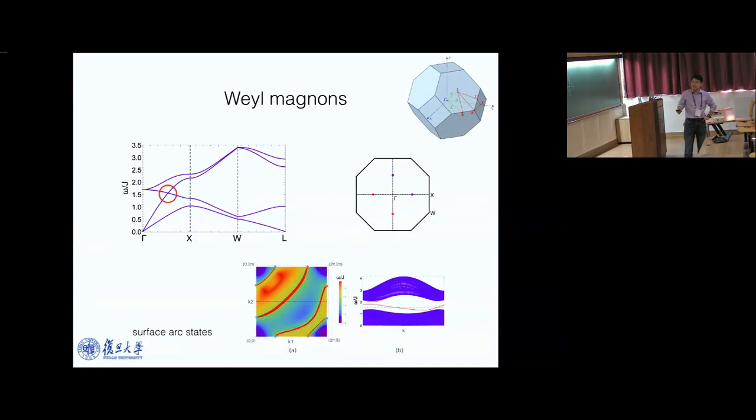So this is the plot of the surface states. For the dispersion, there is a surface arc, and these arc states connect the projections of the Weyl points with different chiralities. So similar properties of Weyl electrons apply to the Weyl magnon, except this Weyl magnon must appear at finite energy. So these are excited states, not the states near the Fermi level.